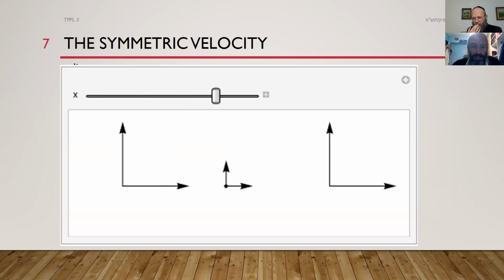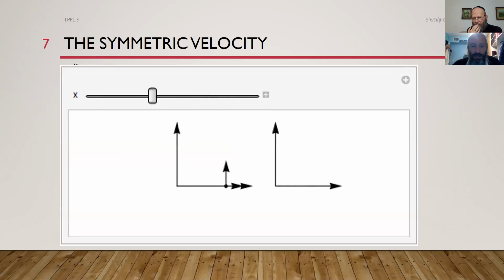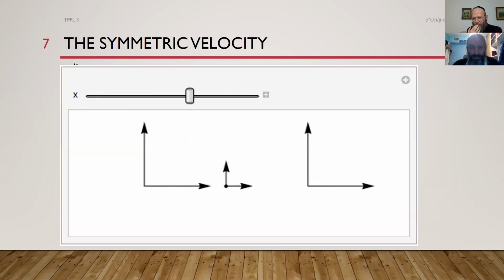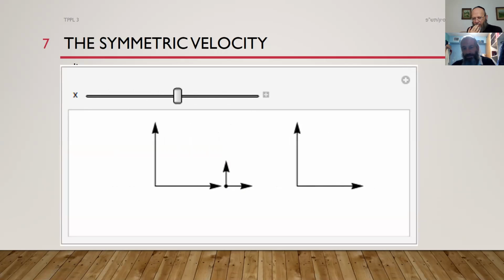And here's an animation of what this looks like. The two frames that are moving right and left have a relative velocity between them of v, and the relative velocity of each of these frames to the frame in the middle is w, the symmetric velocity. So let's look at that one more time.